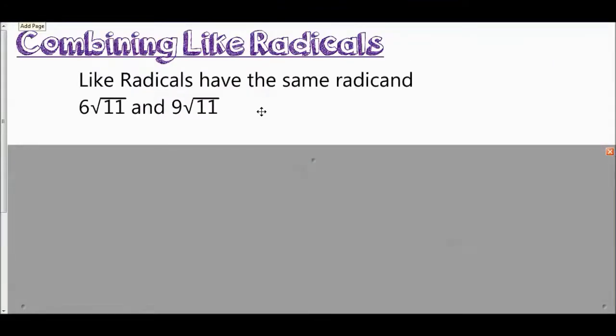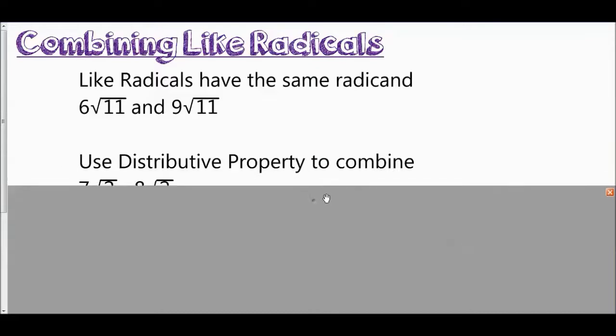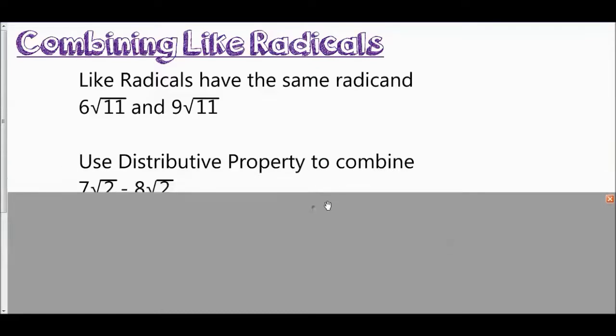Okay, the first operation is combining like radicals. It's extremely similar to combining like terms. Like terms have the same variable of the same power. Like radicals have the same radicand. So something like 6 times the square root of 11 and 9 times the square root of 11 would be like radicals. And so you're able to combine those by just combining the coefficients of 6 and 9. What you're doing there is using the distributive property to combine.